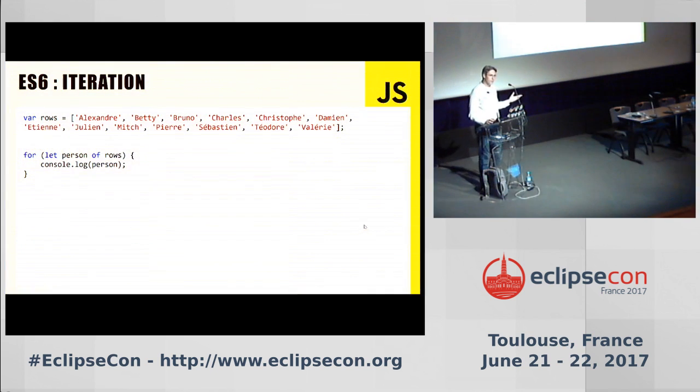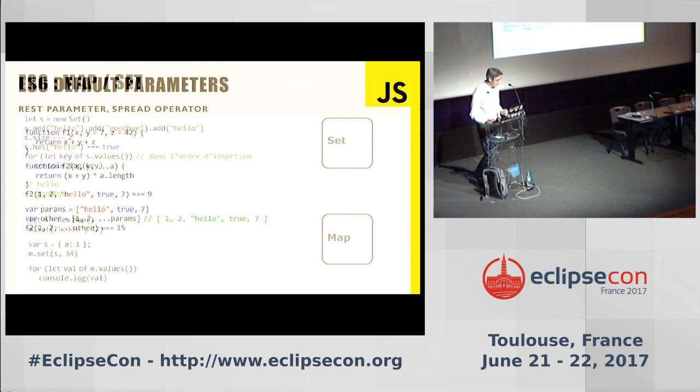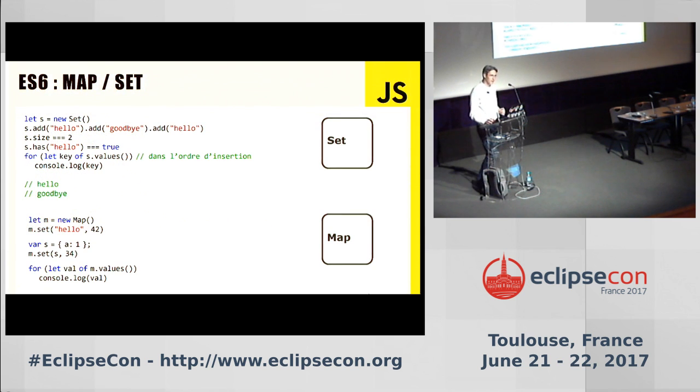But we have also other cool stuff in JavaScript, like iteration, the for let of. You don't have to make an index with an array and iterate through it. You have the default parameter with a spread and a rest parameter with the three dots in your constructor, which is kind of cool, especially when you make some components. We have the map and the set. We don't have only array in JavaScript, you know. We have the map, the set.